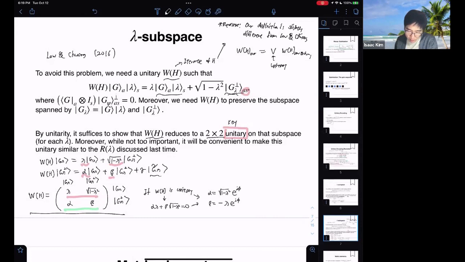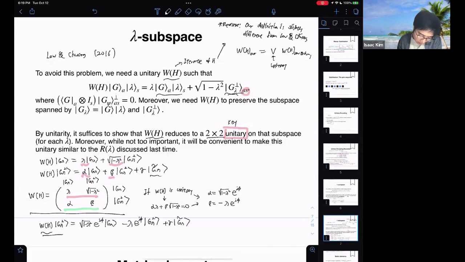The point is this. In that case, we are led to the conclusion that if you apply WH to G lambda perpendicular, we get that state and minus lambda plus gamma, that thing. But remember, WH on the entire Hilbert space was a unitary. So the norm on the left-hand side is 1. And G lambda and G lambda perpendicular are orthogonal to each other, so this guy's norm is 1. So by unitarity, this guy's norm must be 0. So gamma must be 0.